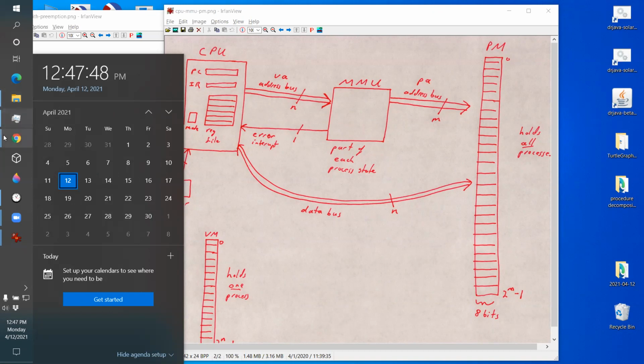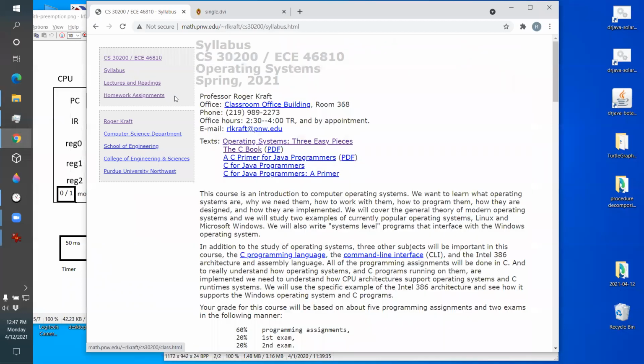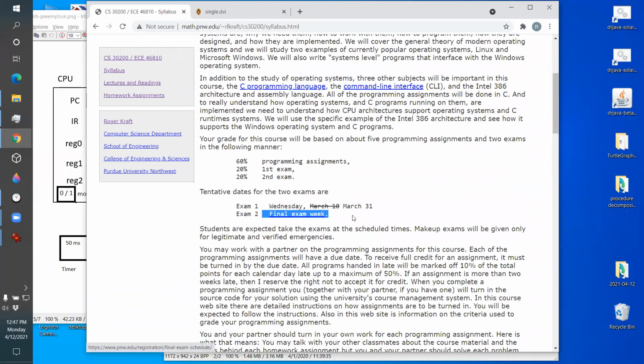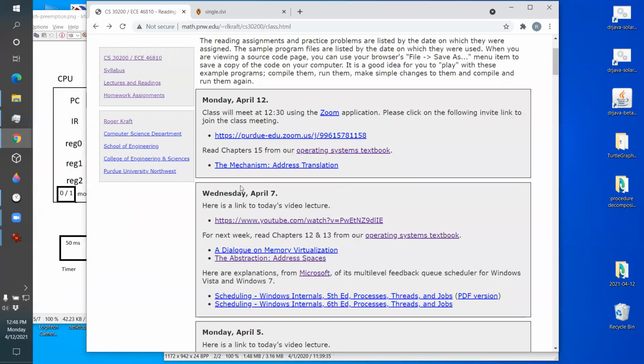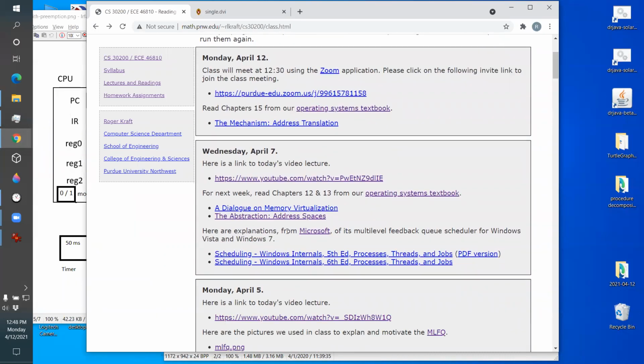Remember, let's go back to the syllabus. The second exam's during final exam week. I didn't look up what date our class is assigned. I think it's on the Monday. Probably for the last several years, it seems like all the exams are on Monday, or maybe Monday or Tuesday. Last year it was on Monday, so the final exam will probably be that day. So there'll be one more exam on virtual memory and a programming assignment on virtual memory.